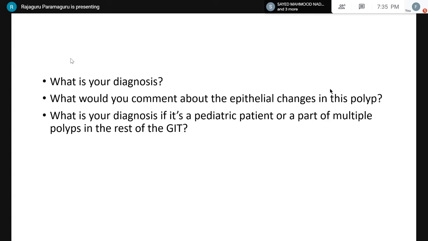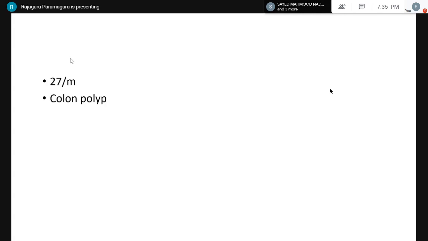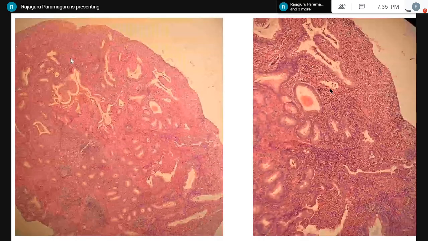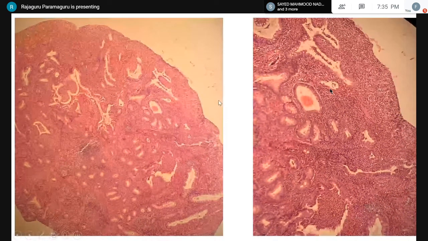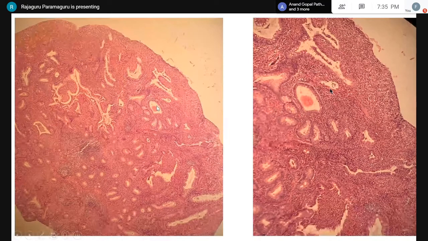Subsequently, we'll be talking more about that. And there is another case which is similar to that, a 27-year-old male who presented with a colon polyp, and the photomicrographs are like this, low power image and the high power image, where you see the surface ulcerated with the crypts which are looking hyperplastic, with a lot of inflammation in the lamina propria, many of them showing intra-crypt abscesses, that is, crypt abscesses are seen.